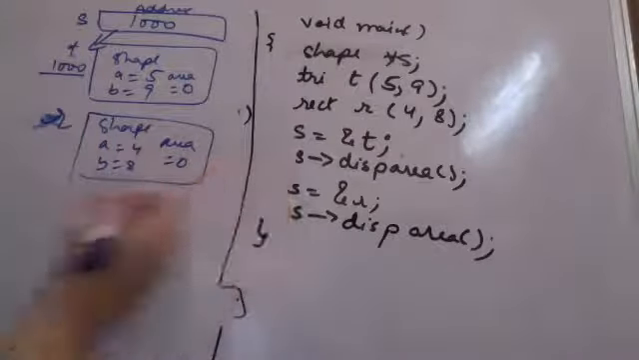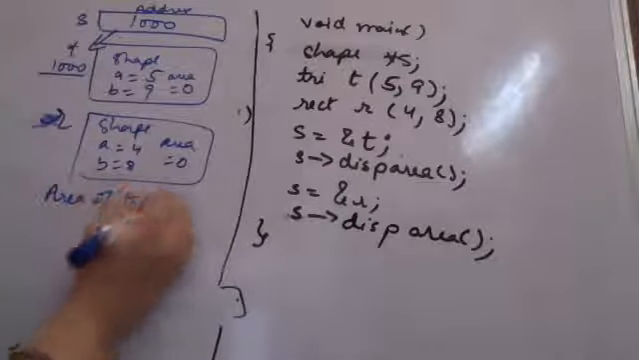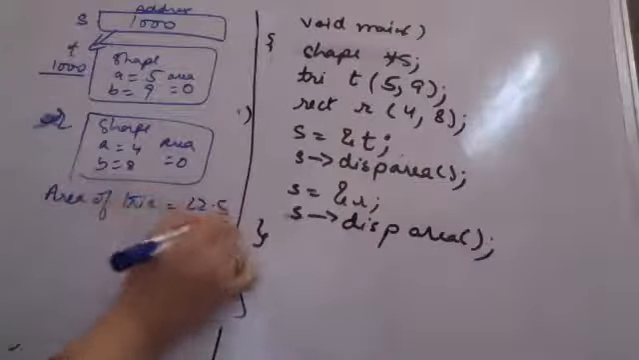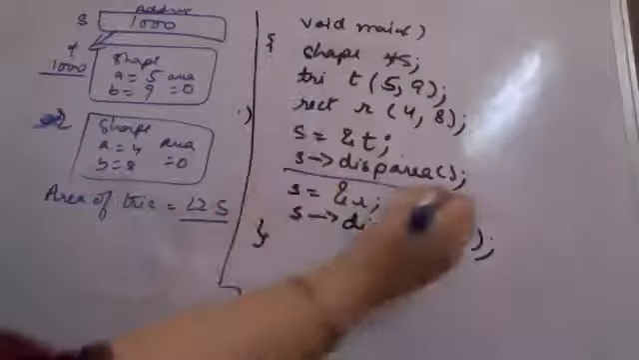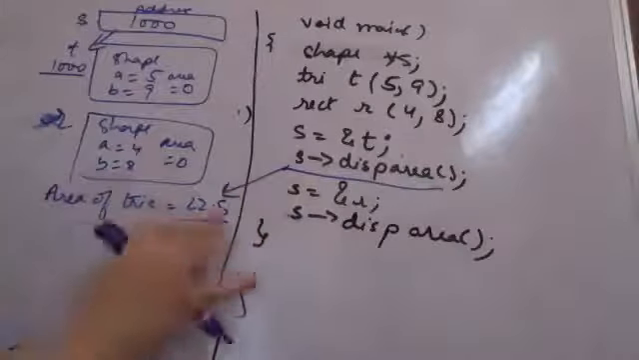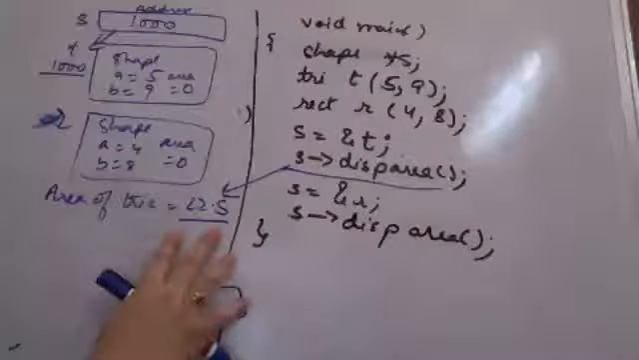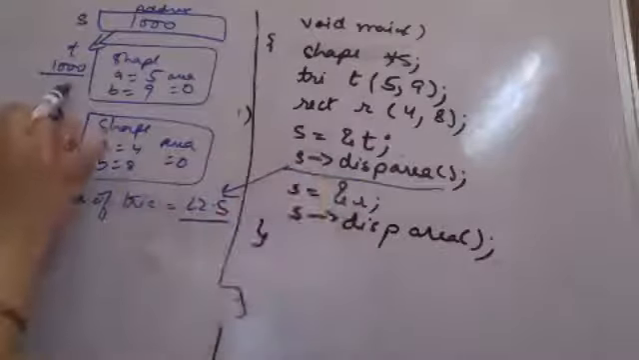So what do we get here? Area of triangle is equal to 22.5 is printed using the display area of S. So this statement prints area of triangle is equal to 22.5. So this is runtime binding of S with the display area of T.